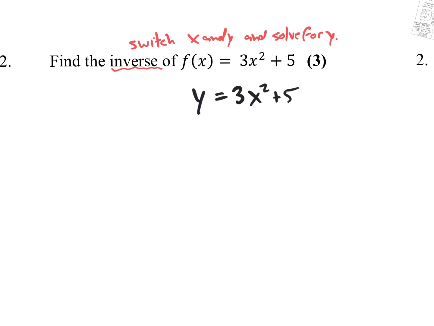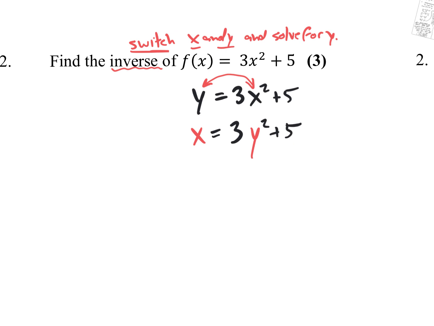And again, how do we find the inverse? You switch the x and the y. So you're going to take this x and switch it with the y, and you're going to put the y where the x is at. So here it is. You're going to have an x right here equals 3y squared plus 5.